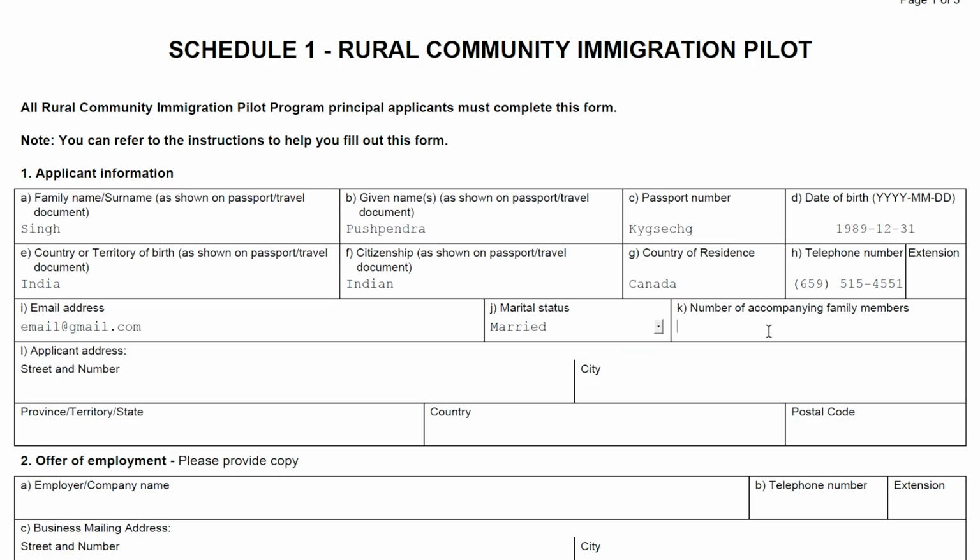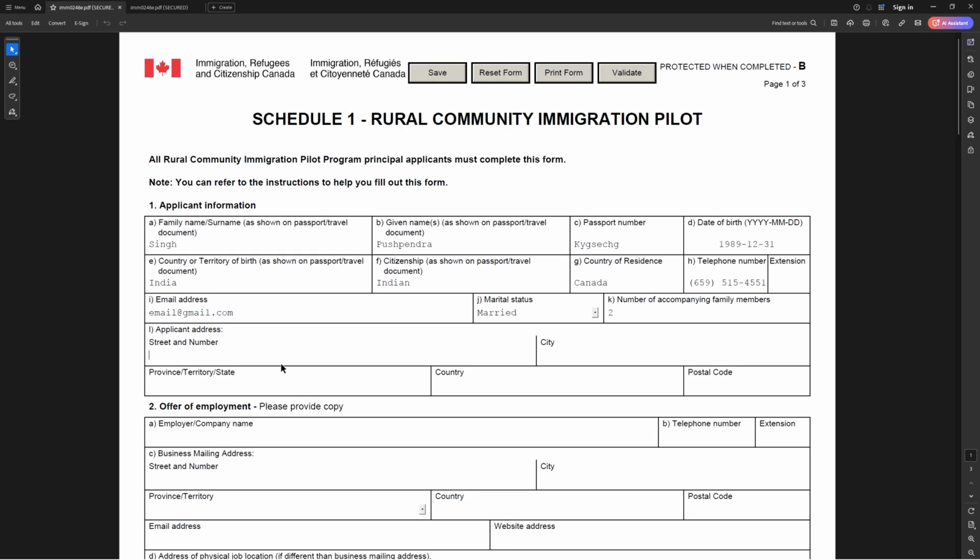Number of accompanying family members. So if you are single, you can type 0. And if you are married and you have one kid, you can write 2. One for your spouse and one for your kid. Here you have to write your address.